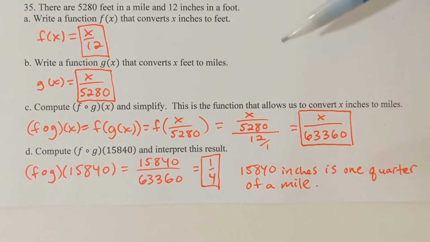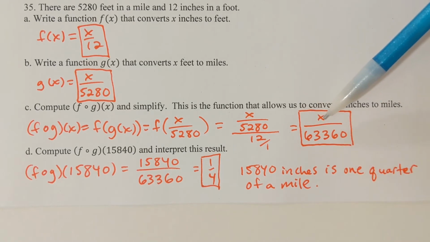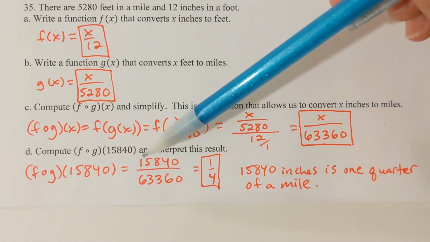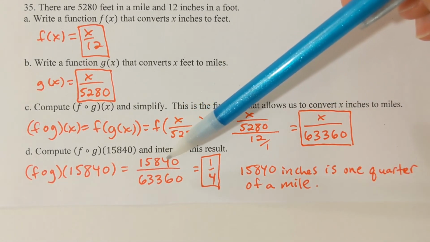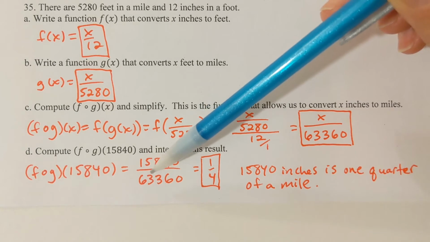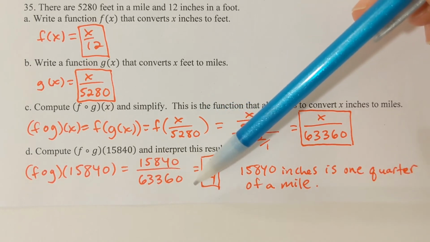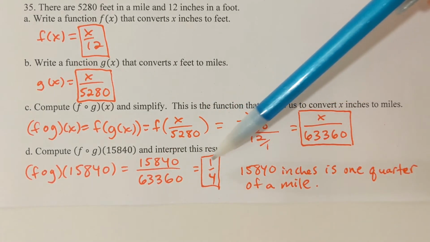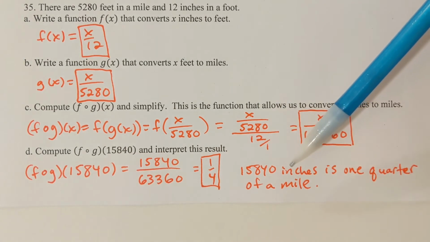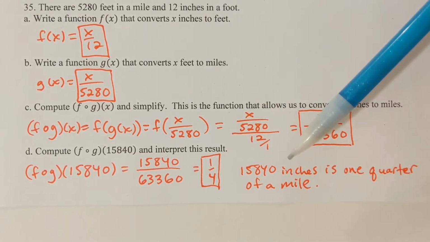All right, now in part D, let's compute f composed g of 15,840. Well, I can plug that number into the formula that I've created here. 15,840 times 4 would give you 63,360 if you were to check that. So I would get 1/4 as my resulting number when I simplify.